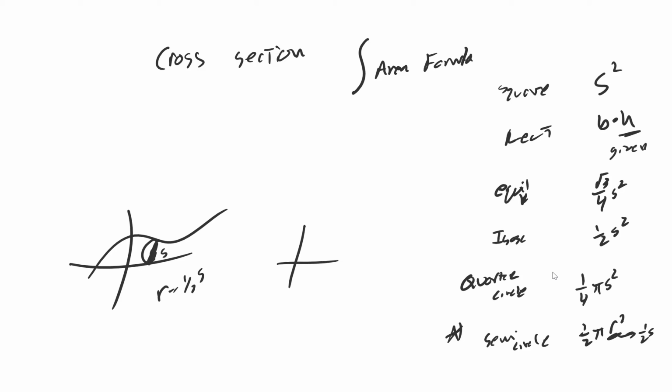Quarter circle, the picture is different. The picture looks like a shark fin. Your radius is your s. The same thing. But in a semicircle, the radius is half of s. So keep that in mind. So it's like 1/2 pi times 1/2 s, squared.